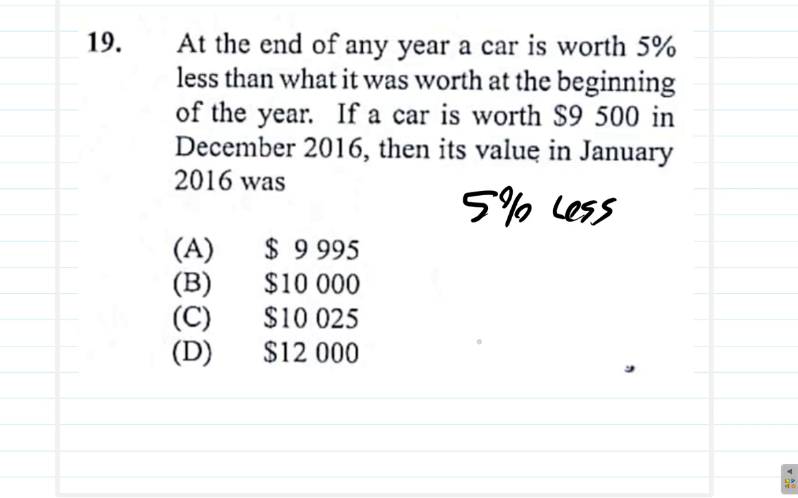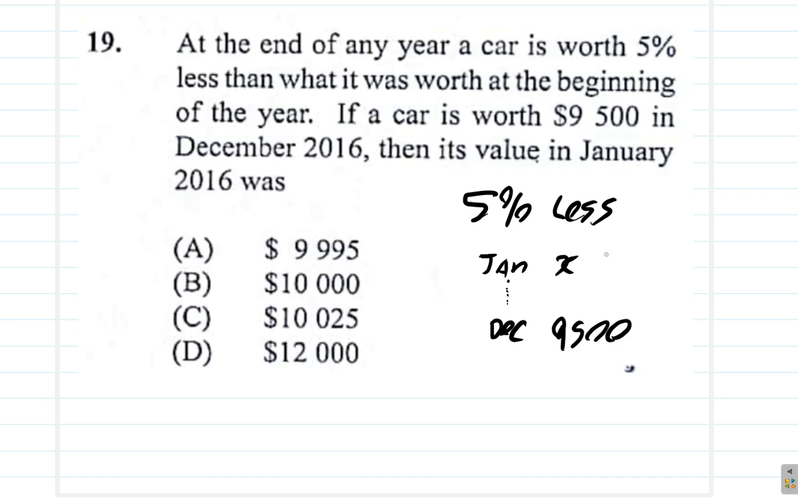then its value in January was, alright, the year starts at January, February, March, April, May, and so on and so forth, going down to December. It's worth 9,500 in December, right? I'm not putting the dollar signs in the rough work. I don't want to crowd it too much. In January, what was its value? Call it X.